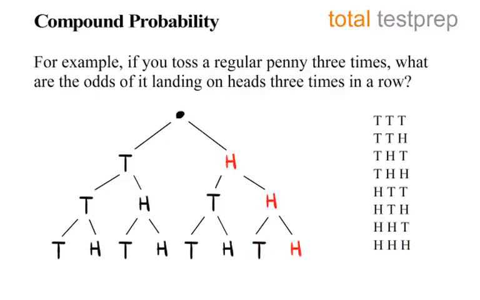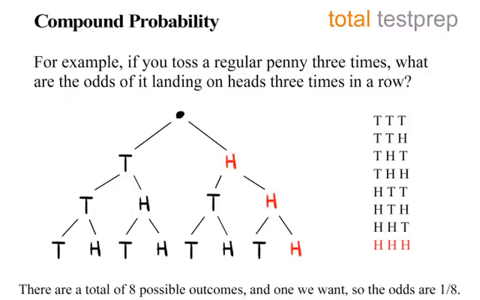So the odds of it landing on heads 3 times in a row are 1 out of 8, because there are a total of 8 possible outcomes. As we saw over here, there are 8 possible branches, and only one that we want, which is the heads, heads, heads branch, or the heads, heads, heads outcome. So the odds are 1 out of 8.